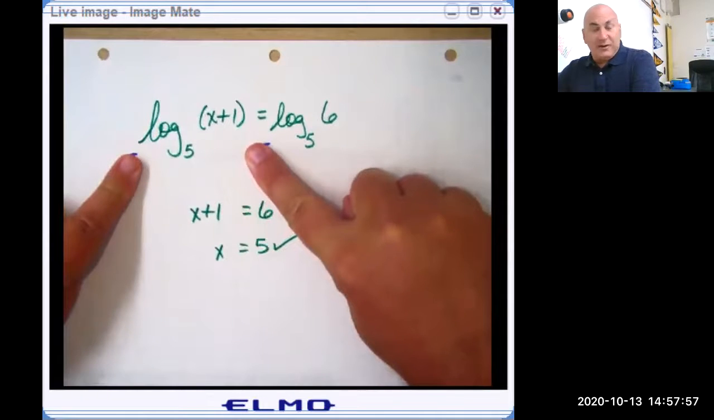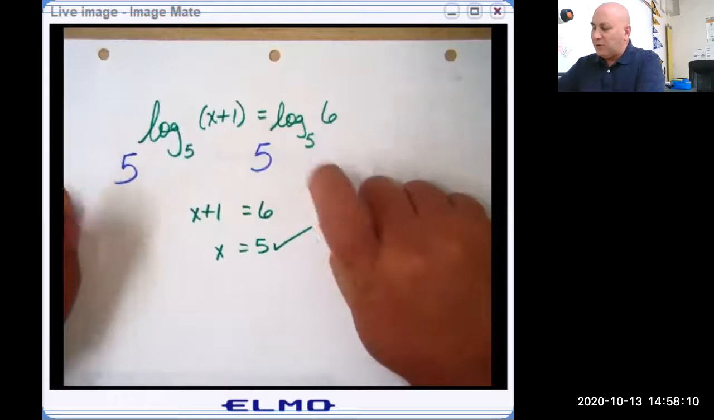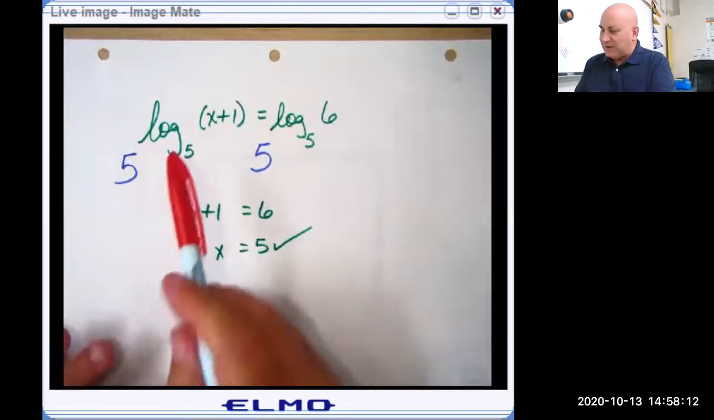Now let's just start with this. Log base 5 of x plus 1 equals the log base 5 of 6. Well, how do we undo a log? We make an exponential out of it. So I'm going to raise 5 to both sides.